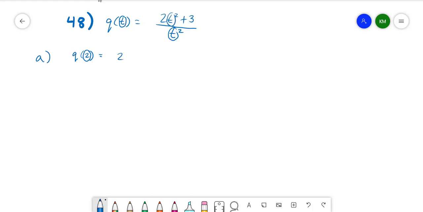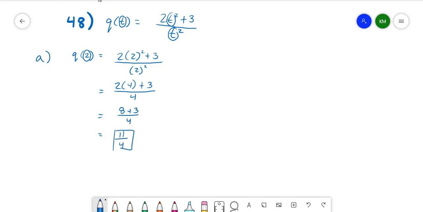So we'll end up with 2 times 2 squared plus 3 on top, and the whole thing is over 2 squared. We do the exponents first, so you have 2 times 4 plus 3 over 4. We do multiplication second. This is order of operations. 2 times 4 is 8. And then you add the top, and that'll be our final answer. So our answer for part A is 11 over 4.